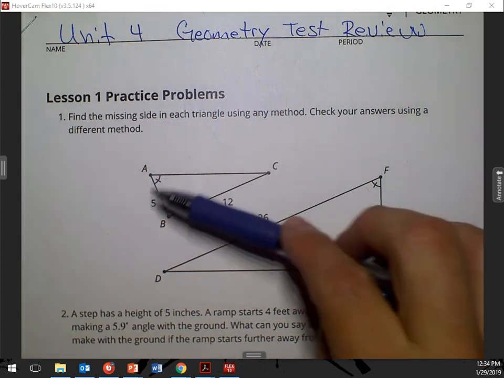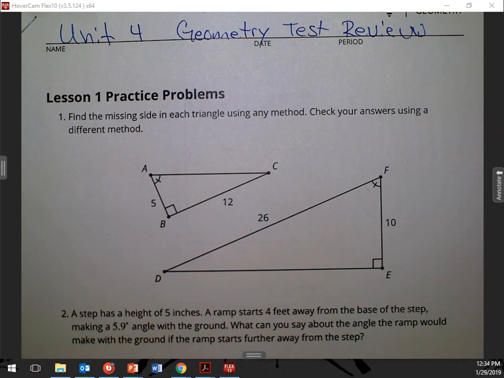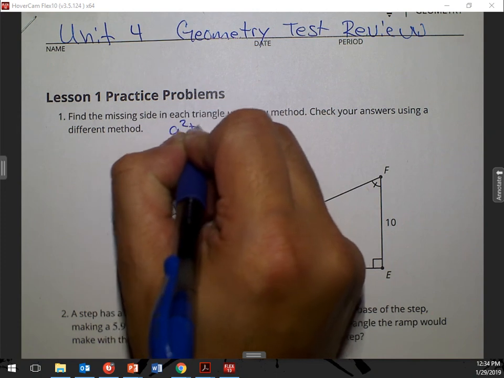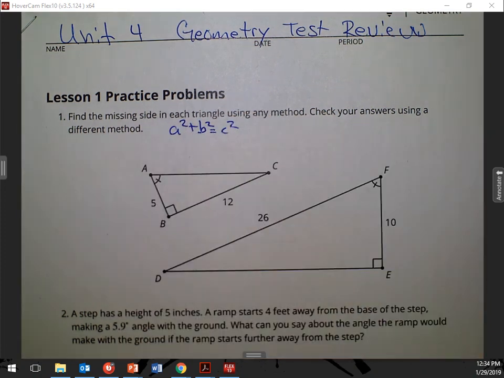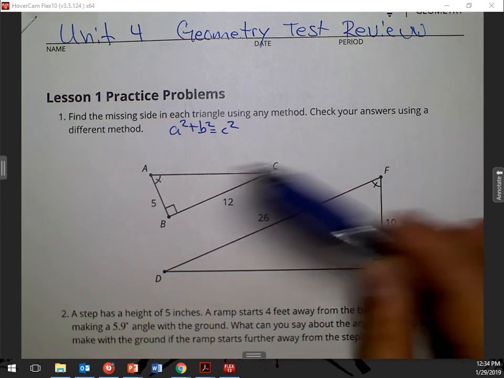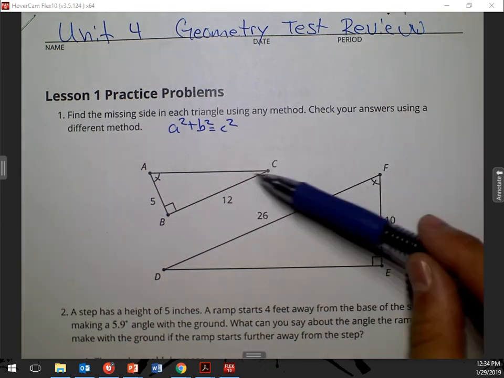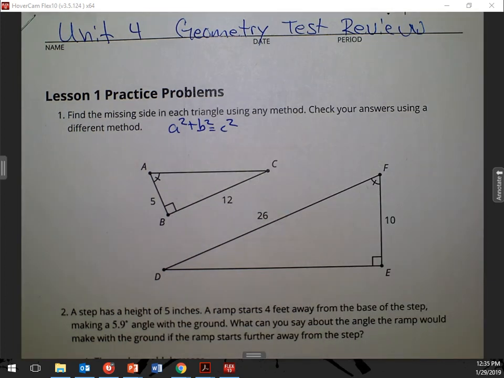Okay, in a right triangle, how would I find the missing side of a right triangle? Excellent. A squared plus b squared equals c squared. So that's my Pythagorean theorem. With my Pythagorean theorem, this is my A, this is my B, and this is the C, right? Or either way. So it's A, B, C. Okay, but your C always has to be your hypotenuse, and that's the one I'm looking for here.